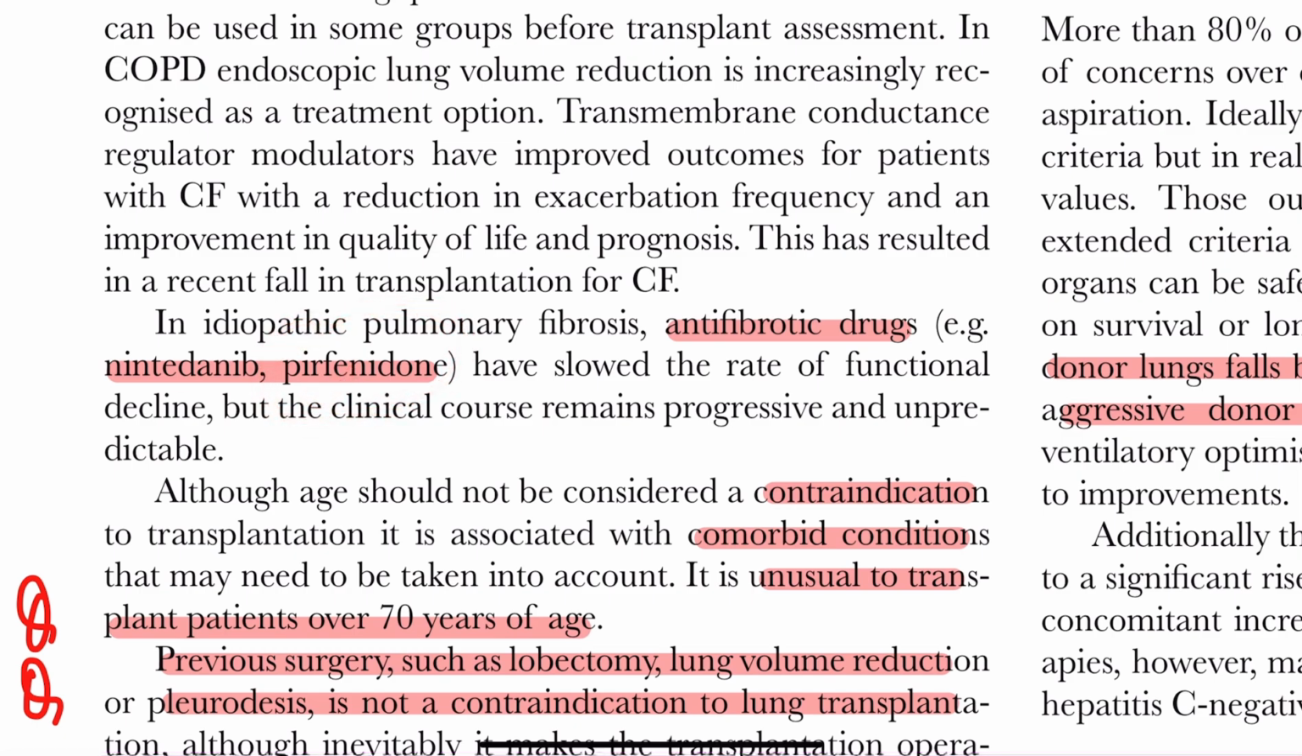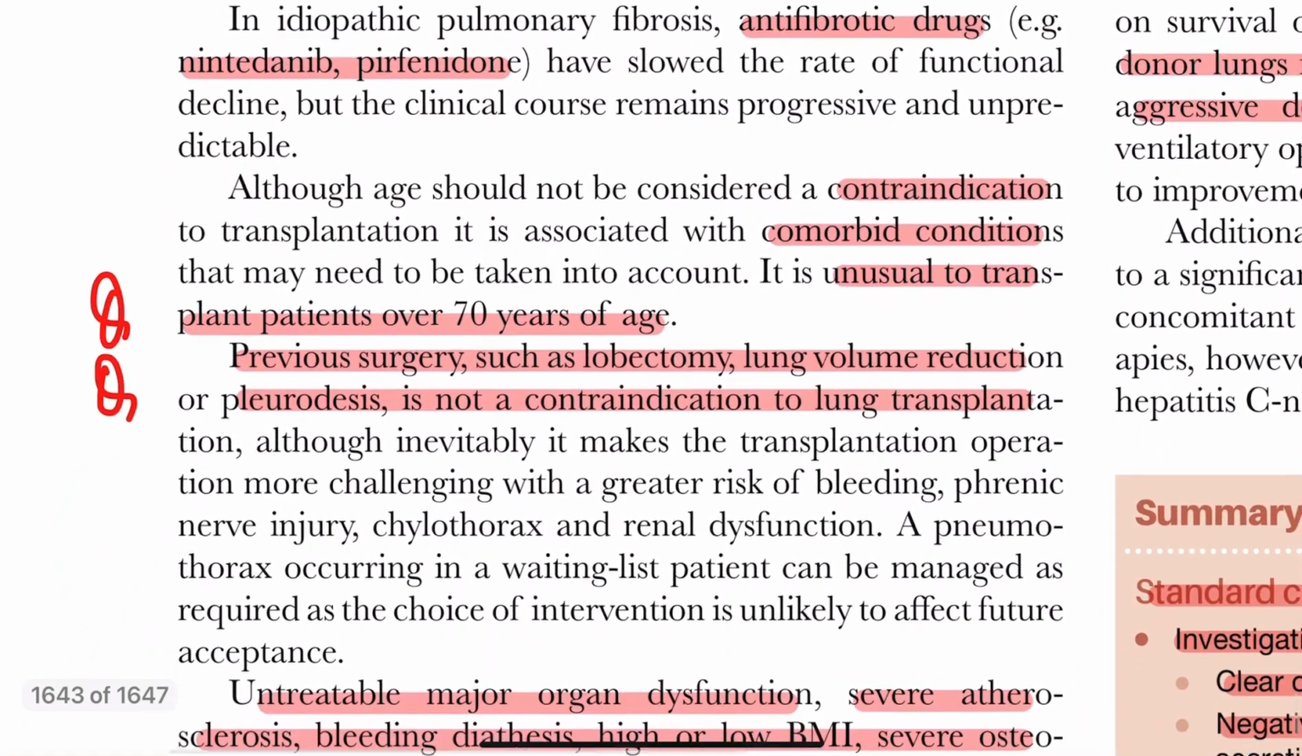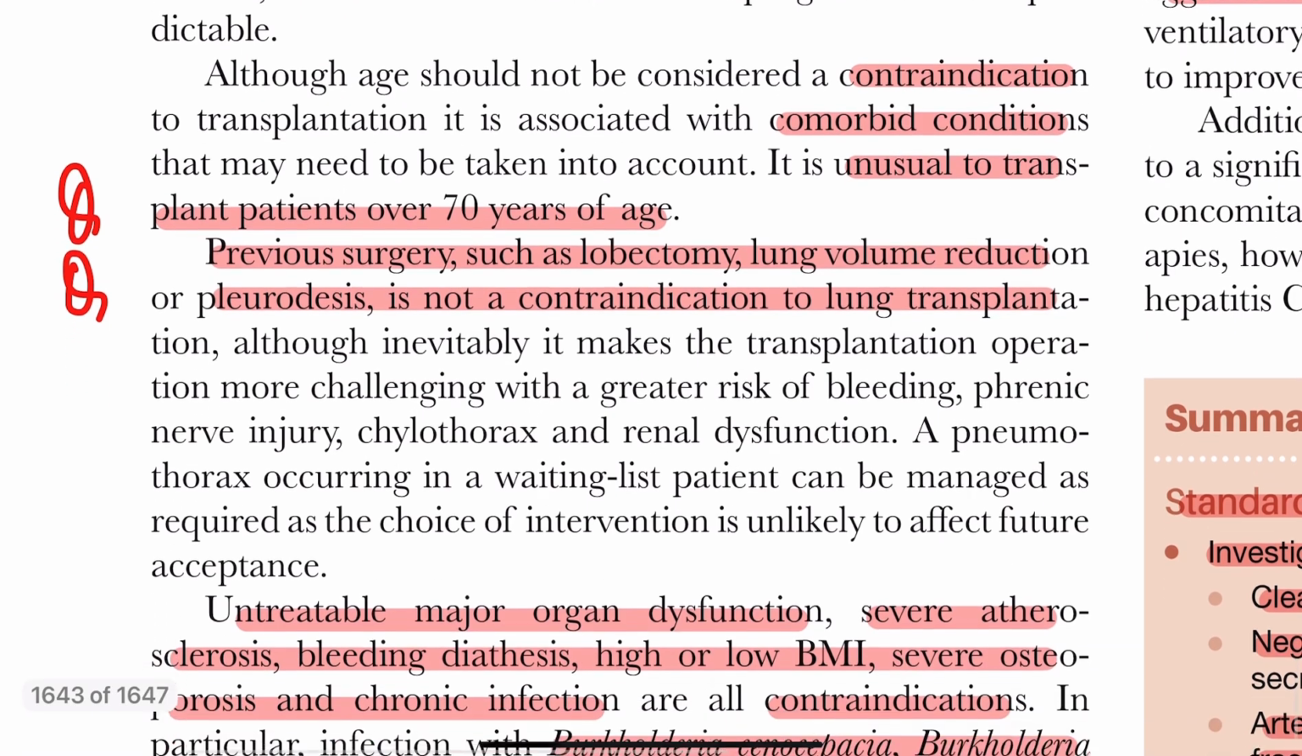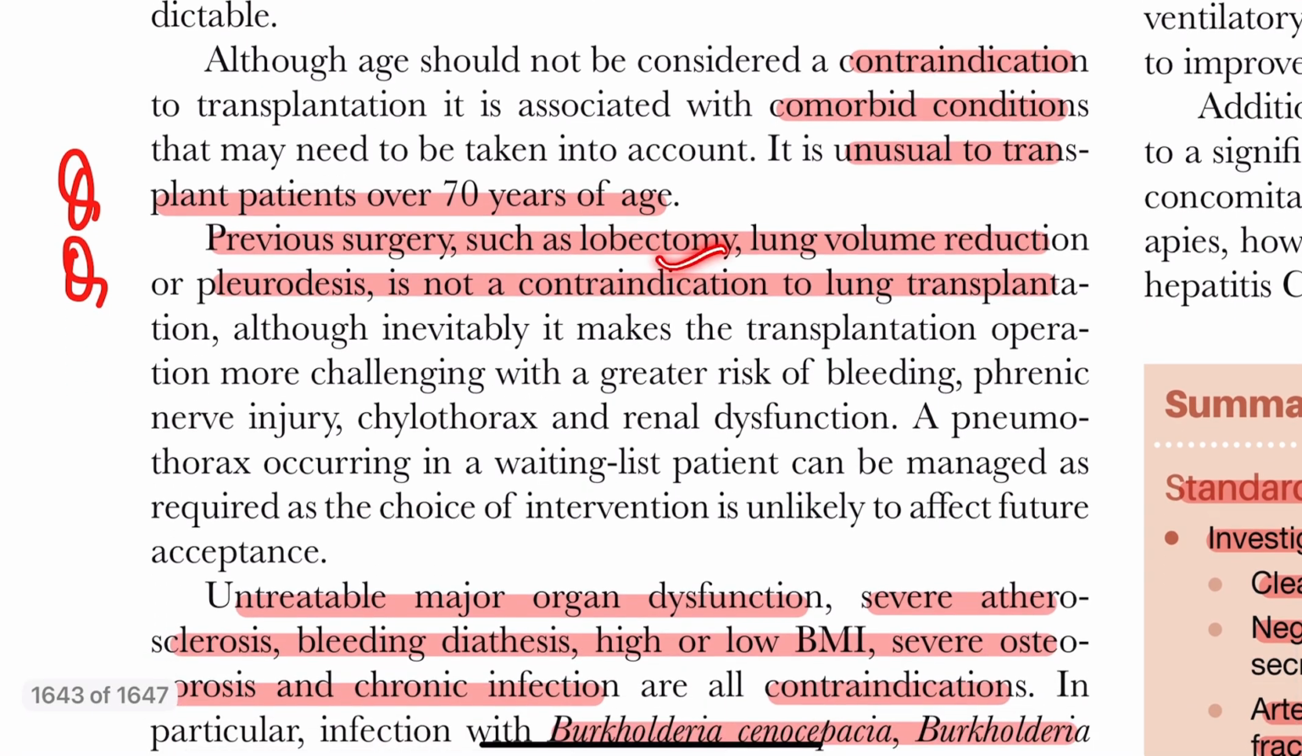Next, the contraindications of transplantation. Comorbid conditions: it is unusual to transplant patients over the age of 70. And there are comorbidities. Previous surgery such as lobectomy, lung volume reduction, or pleurodesis is not a contraindication to lung transplantation. This is important. So previous surgery is not a contraindication.